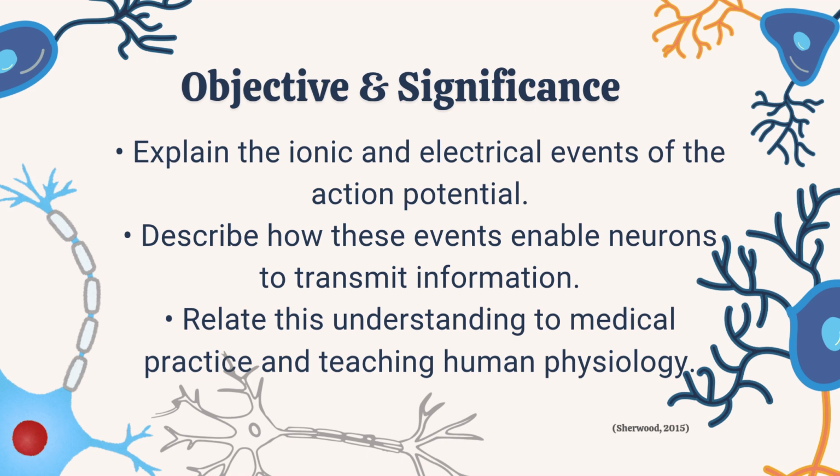By the end of this presentation, you should be able to: 1. Explain how ionic and electrical changes produce an action potential. 2. Describe how these changes allow neurons to send messages. And 3. Apply this understanding to real clinical and teaching examples. According to Sherwood 2015, mastering this flow from resting to active states is the foundation of all nervous system physiology.